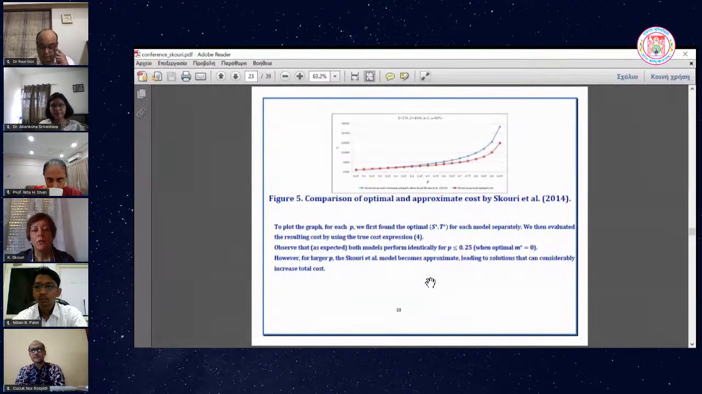And here we plot the graph for each p. We first found the optimal values for n and T for each model separately. We then evaluated the resulting cost by using the true cost expression for continuous costing, and we observed that both models perform almost identically for small values of p, for p less than 0.25, when the optimal m is equal to 0. However, for larger p, our previous model leads to solutions that can considerably increase the total cost.